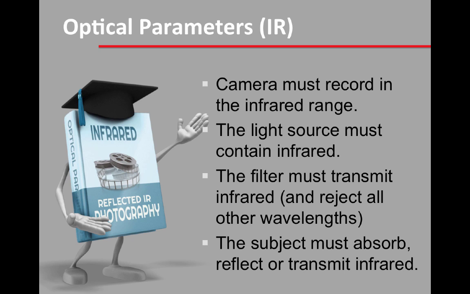So those four parameters are that the camera must see the infrared, the light source must contain the infrared, the filter that we use must transmit the infrared, and the subject must react somehow to infrared. And that's where we get our infrared results.